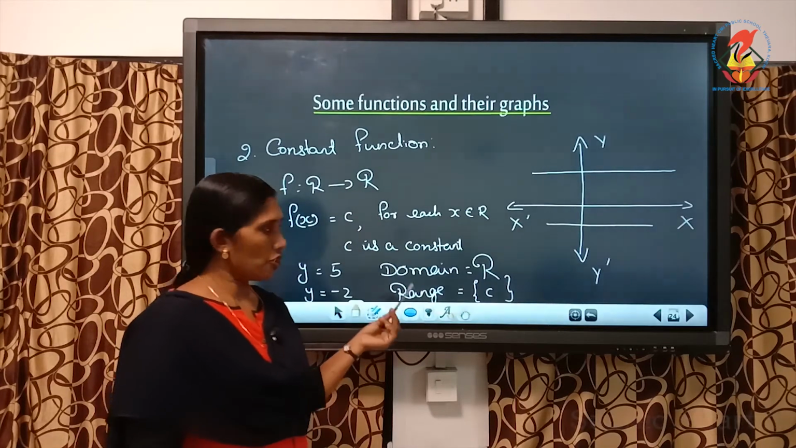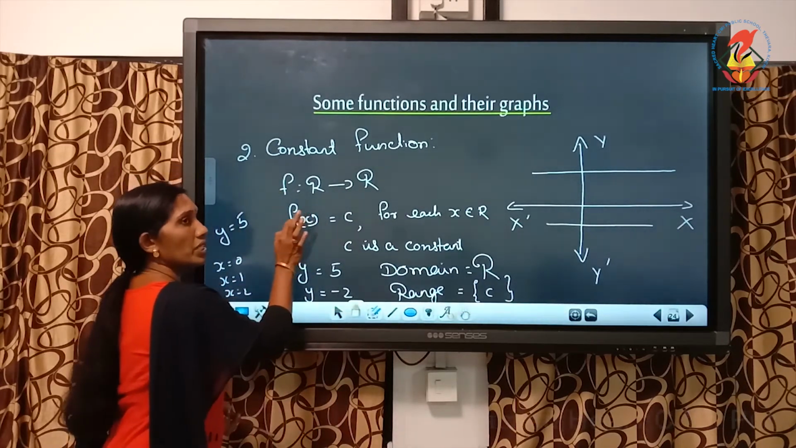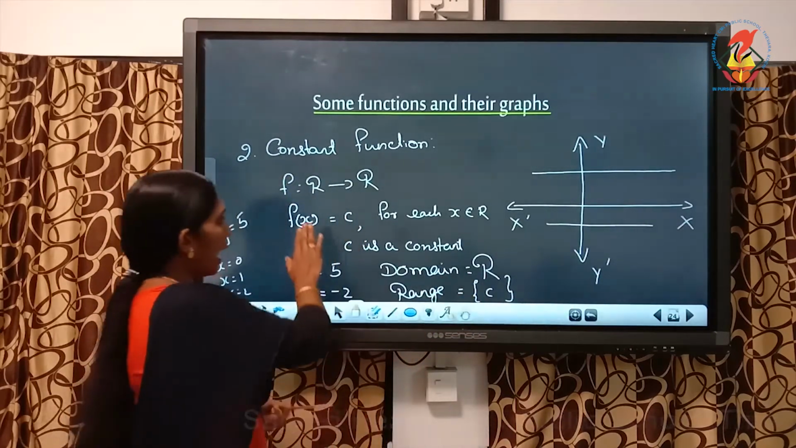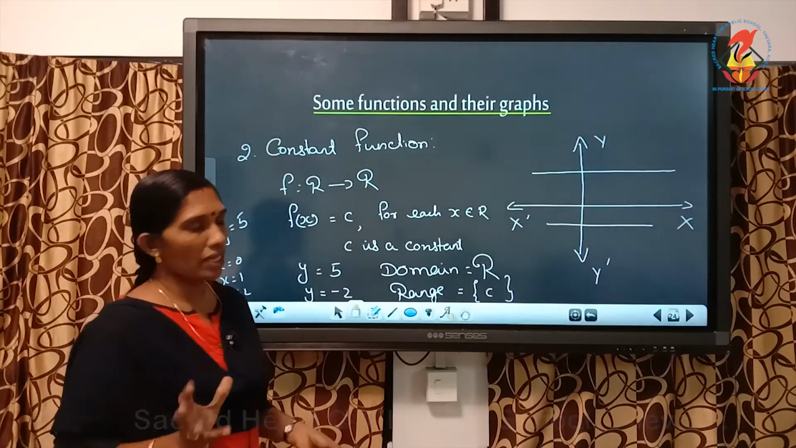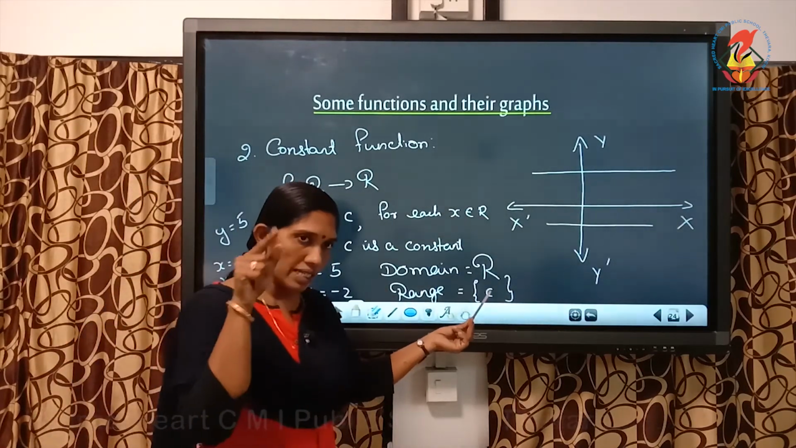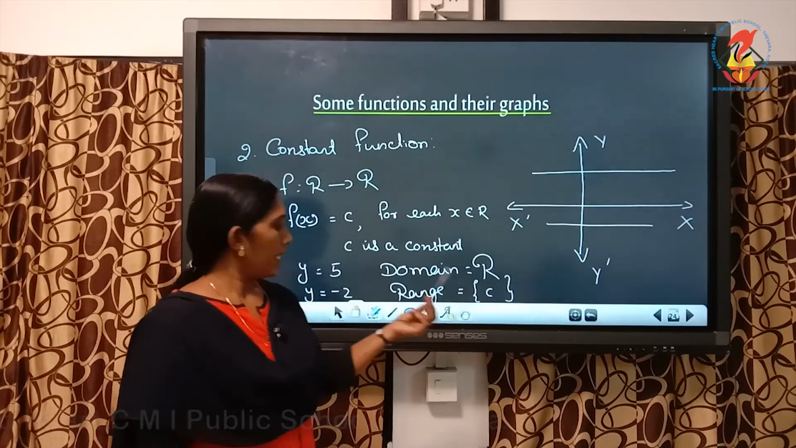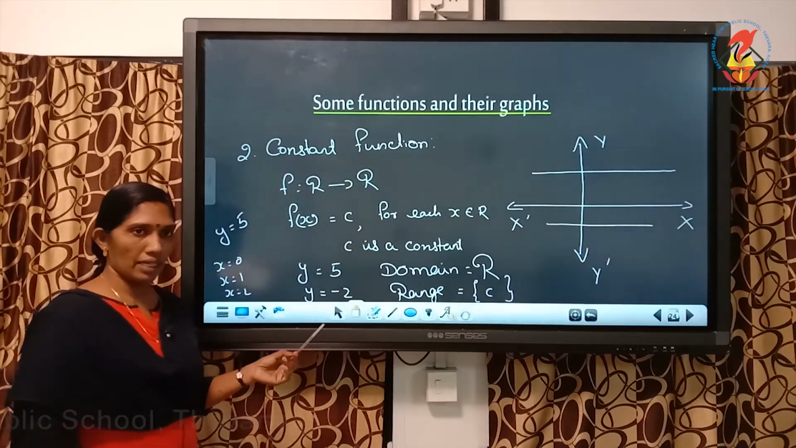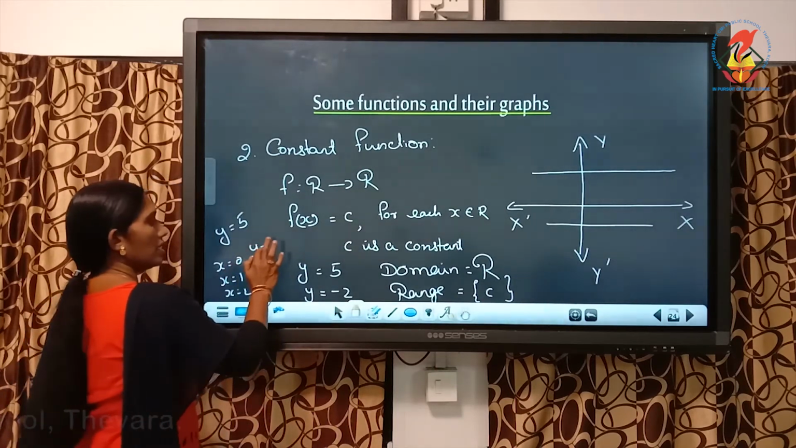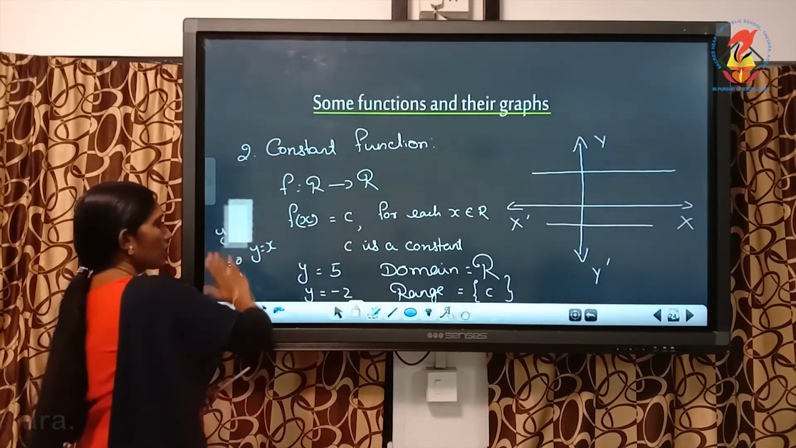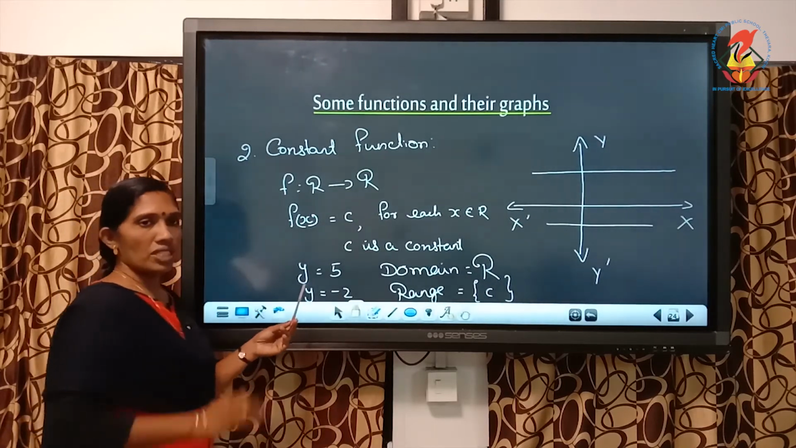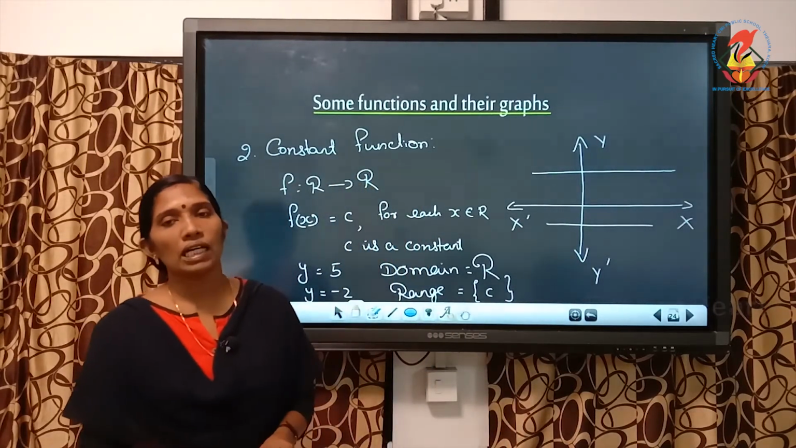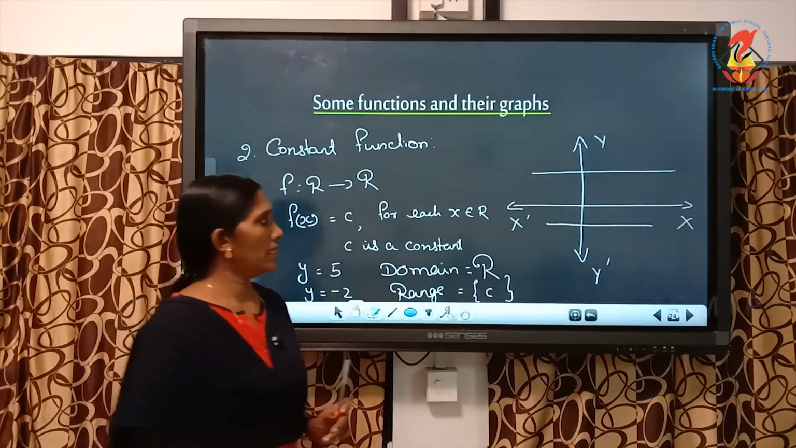Then domain and range. Domain means which all values we can give to this x. That x we can give any real number, so it is R, but the answer won't change, it is a constant. So range is the set containing that constant value. Examples of these types are y is equal to 5, y is equal to minus 2, like that. Okay. Identity function is in this form, y is equal to x. That is known as the identity function. Constant function is y is equal to a constant. So its graph is always a straight line parallel to x axis.